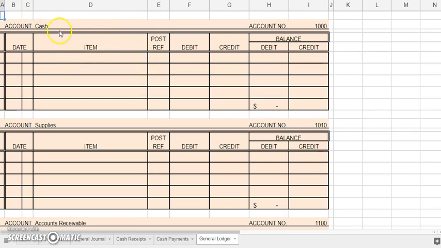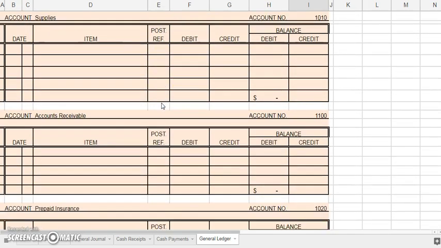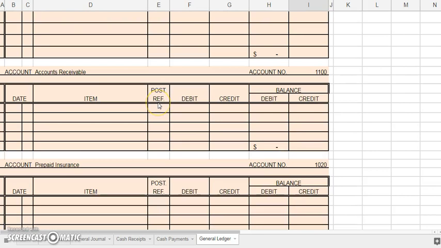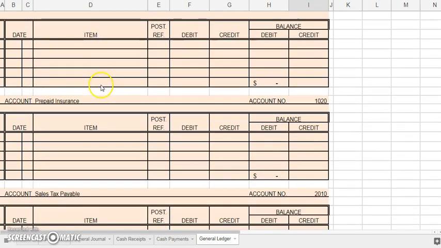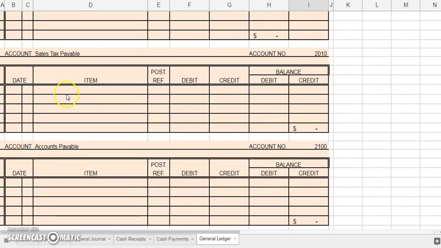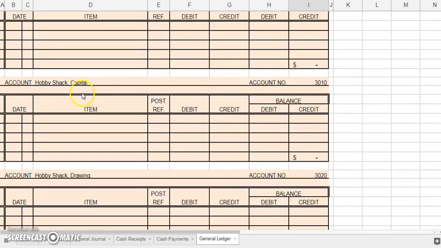And if I scroll down a little bit, you can see I have cash here, supplies, they're numbered. Cash is an asset account, so it starts with a 1 and it's got 4 digits because this is a corporation. If I continue to scroll down, you're going to hopefully see some accounts that sound familiar to you, like accounts receivable, prepaid insurance, accounts payable, Hobby Shack Capital, and so on.